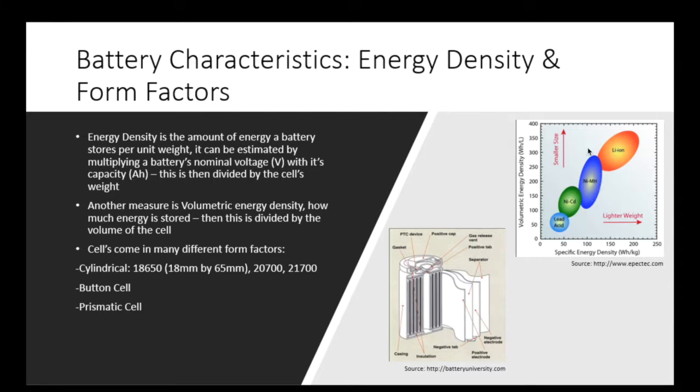Another characteristic of batteries is form factors. Batteries produced in mass production generally come in certain shapes, and these are cylindrical, button, and prismatic. Cylindrical are very common in the automotive industry, and these are 18650s or 2700s, and this is a measure of their diameter by their height of 18 millimeters by 65 millimeters. Button cells are common in electronics, and so are prismatic cells.